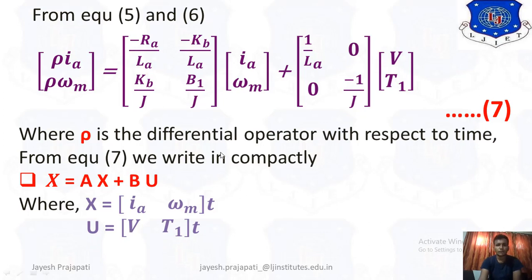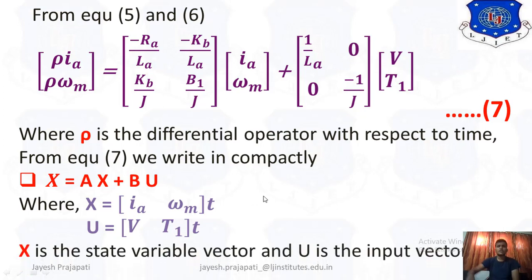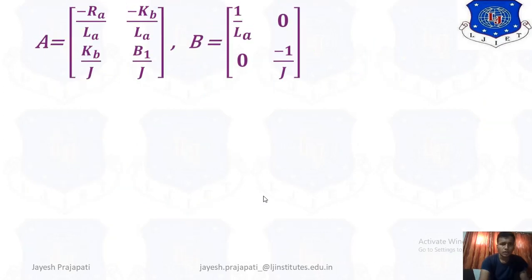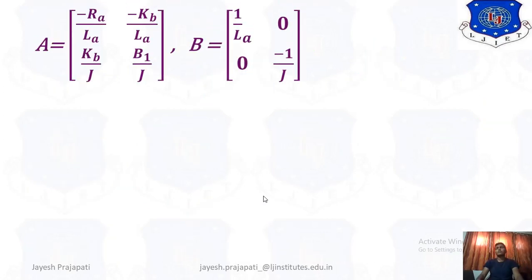Okay, in the transformed form we can say that this is x and this is u, but if we have the transform of this matrix, then it's like this. x is a state variable vector and u is an input vector. That is, in state space modeling we can say that x is a state variable vector and u is an input vector.